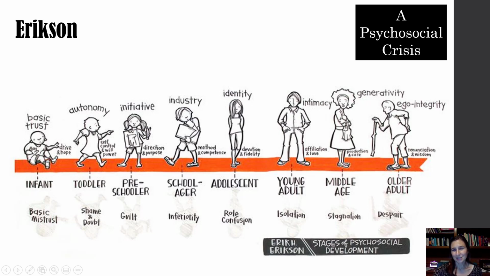The next stage is the young adult stage, and this is when if you have figured out who you are, you're more likely to find a person and settle down and have affiliation and love with another person. If you do, you develop intimacy. If not, you might develop isolation and not really trust in a relationship and find that person.